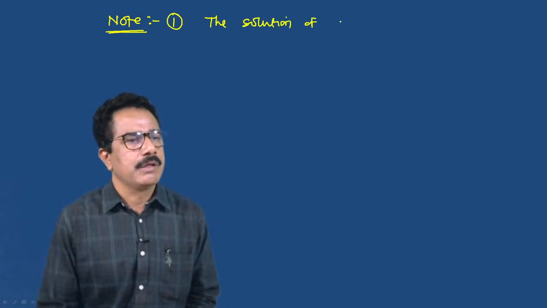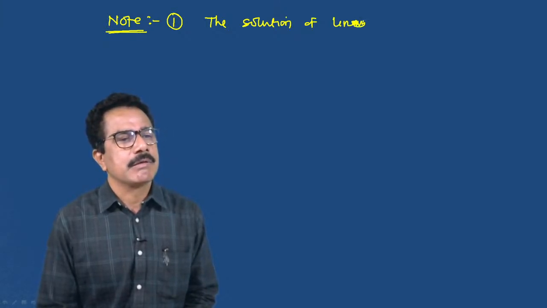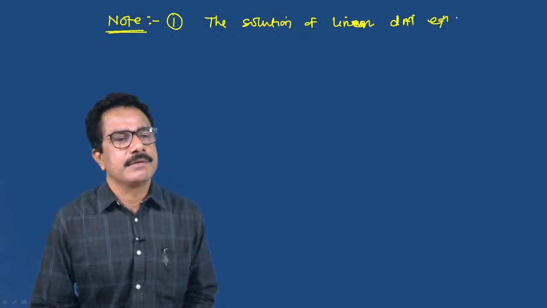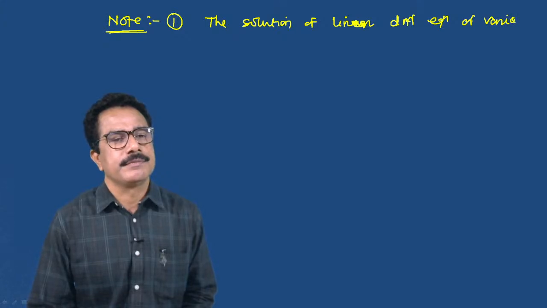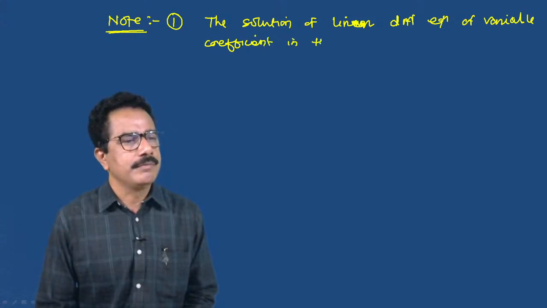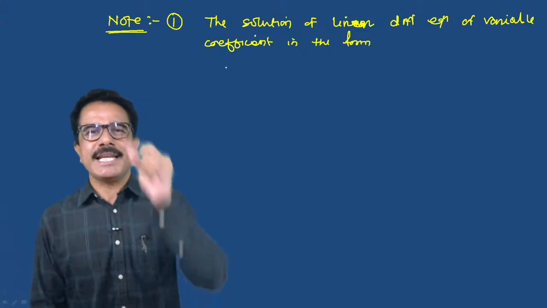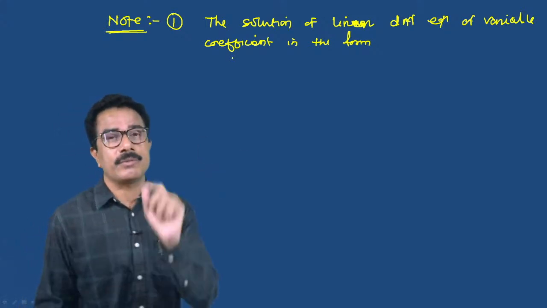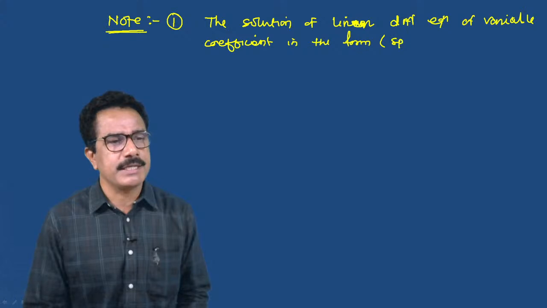Now examples, problems. Before starting the special case, इथे एक note घेतो मी, note. We can use the solution of a linear differential equation of variable coefficient in the form. आता एक पर्टिक्युलर केस आहे एक्झाम्पल सॉल्व करण्यासाठी, या मेथडपेक्षा शॉर्टकट मेथड वापरता येते. पर्टिक्युलर केस, that is special case.